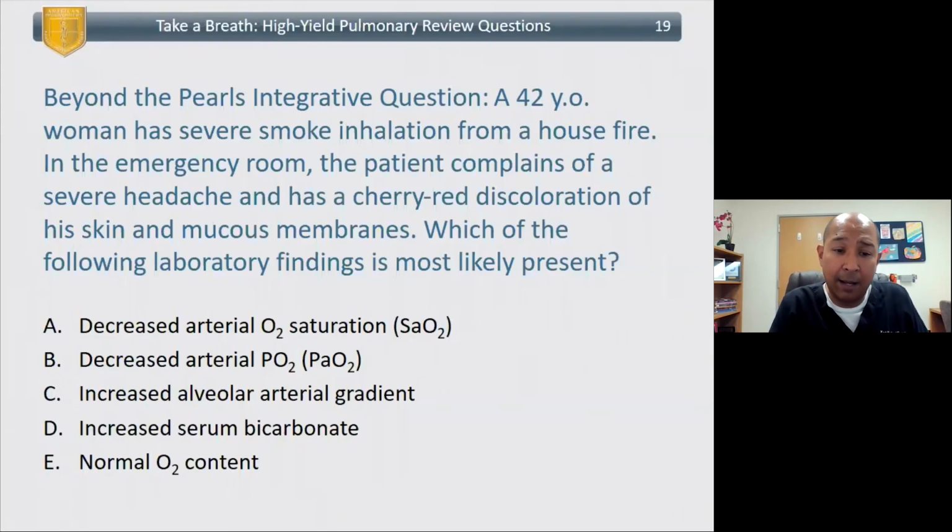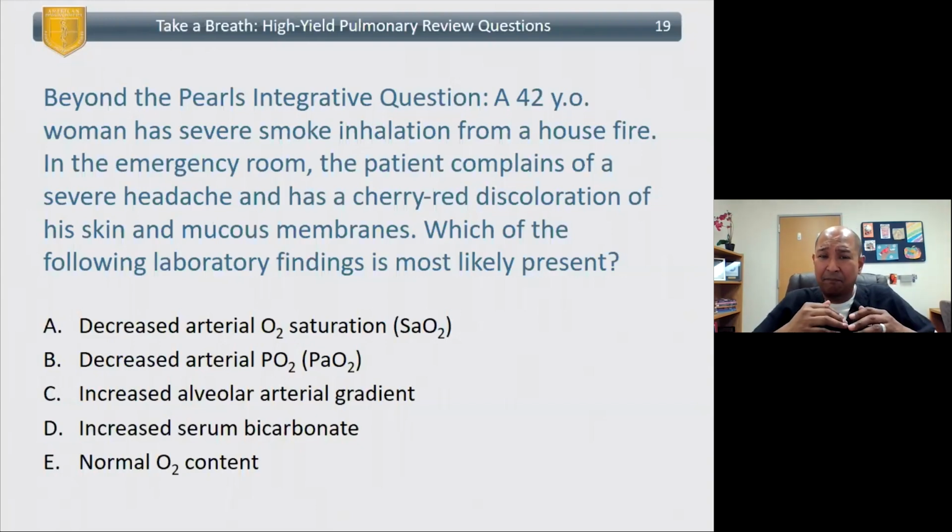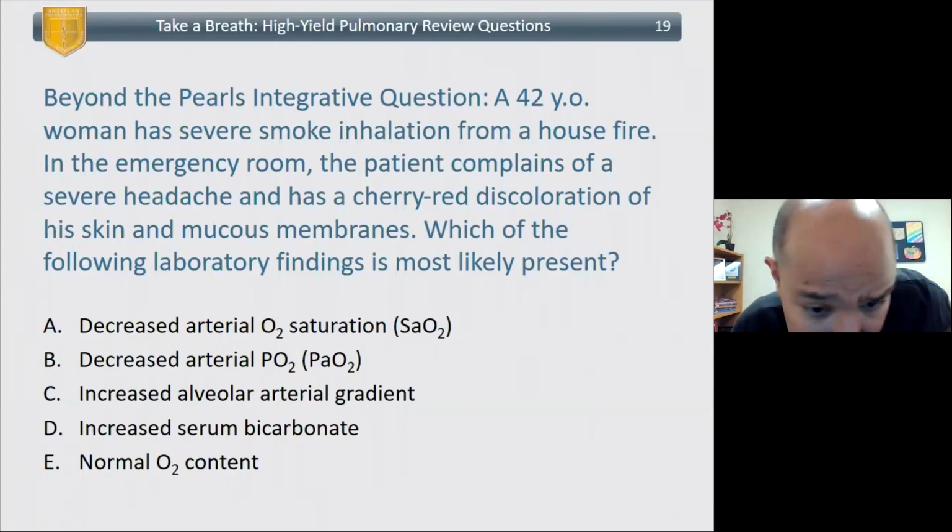All right. What about C, the A-a gradient? I know we spoke a little bit about that in the previous question. The big A is going to be the alveolar oxygen. That oxygen is going to diffuse through the alveoli, through the interstitium, and end up in the pulmonary capillaries. So if you have carbon monoxide toxicity, is that going to make the A-a gradient widened? Would it be increased? The answer is probably not, right? So I think C is the wrong answer. The A-a gradient should be pretty much normal in these cases. Okay.